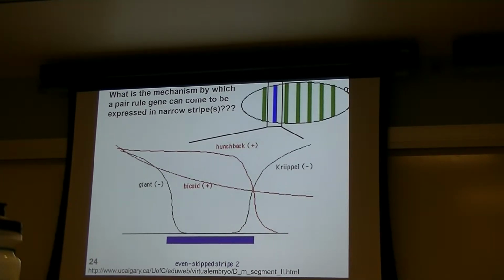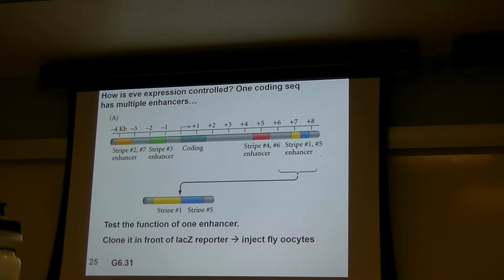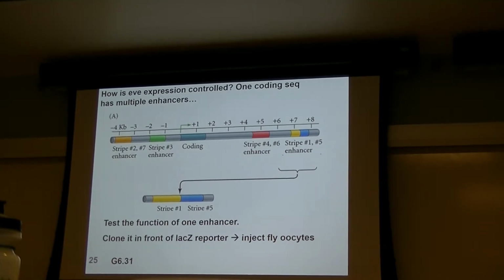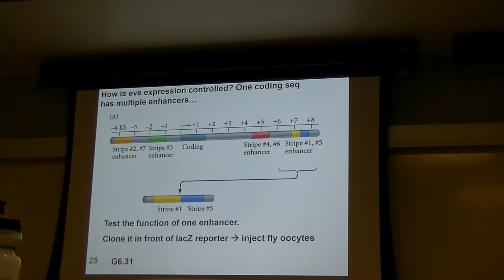So for the even-skipped gene, it has a very complicated set of enhancers and promoters. And it was found that you can actually define a discrete region within those enhancers that respond to the situation for stripe 2. And so if you map this out here, here's our chromosome, and in kind of gray blue there it says coding. That means the coding sequence where the open reading frame is, and you would see amino acids being put into a transcript here. Well, you know what I mean. This is the coding region where the open reading frame is.